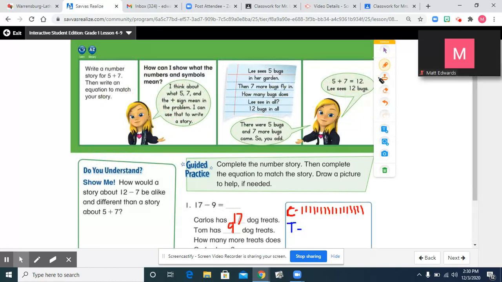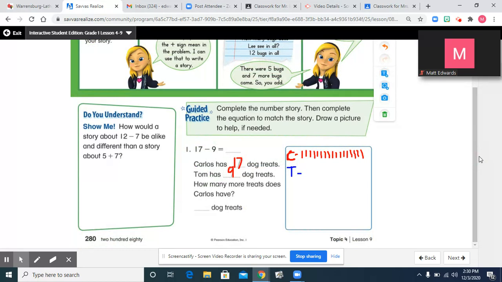Now it says that Tom has 9 dog treats. Now, what I want you to do, I want you to make sure, is when you make these slashes, make sure you line them up underneath the ones that Carlos has. It'll help you out at the end here. Okay, so he has 9. So there's 1, 2. You see how they're lined up? 3, 4, 5, 6, 7, 8, and 9. Okay, so Tom has 9.